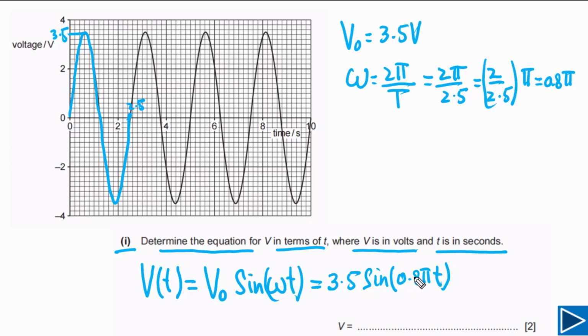This question has 2 marks. The first mark you will get if you have got the right value of omega, so this is a C mark. The second mark is an A mark: if you have got the right equation, you will get the second mark. But if you have got the right answer, you will still get 2 marks even if you haven't written this one. But if your answer is wrong and you have calculated the value of omega right, you will get 1 mark.